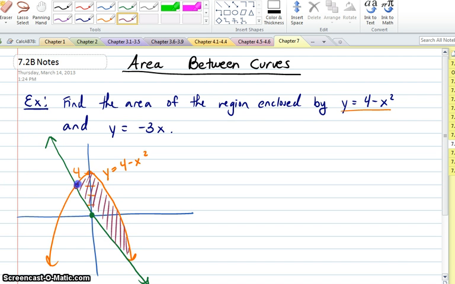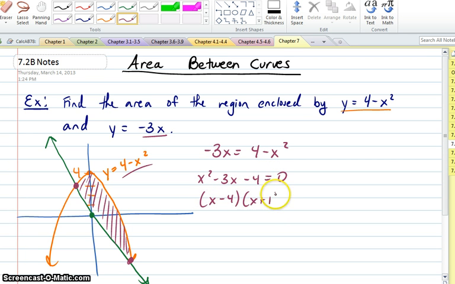So what we need to do first is we need to figure out where these two graphs actually intersect. So the way we're going to do that is we're going to set the two equations equal to each other and solve. So negative 3x is equal to 4 minus x squared. We're going to solve for x, and that should give us the upper and lower limits for our graph. So it's just a quadratic that we can now solve for. So we have x squared minus 3x minus 4 when you get everything on one side. Factor. So x minus 4, x plus 1. And we do expect two solutions. We have two intersection points. So x equals negative 1 and x equals 4. So this must be the negative 1 over here, and this must be the 4. And it kind of makes sense based on our graph.